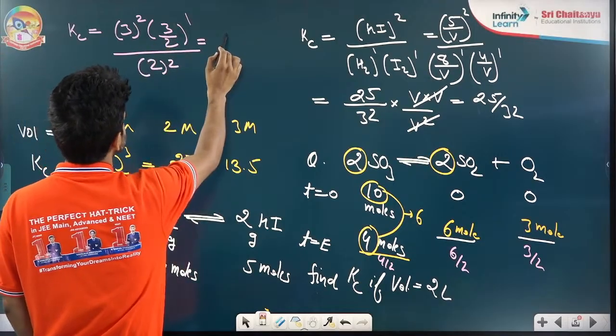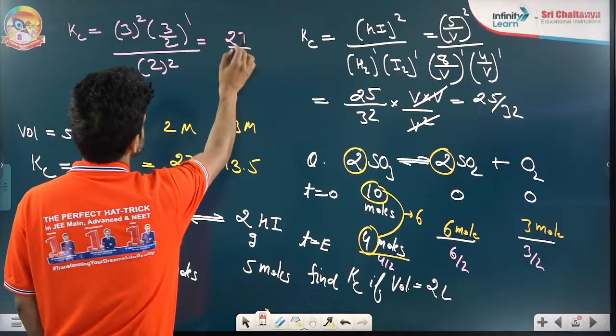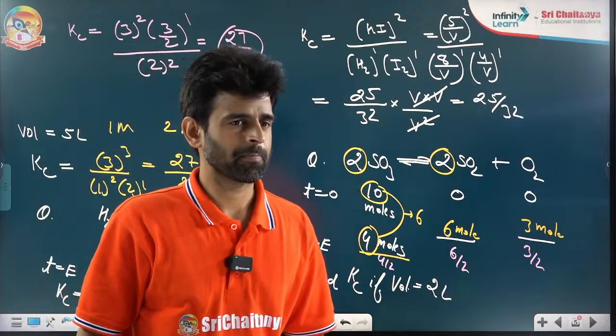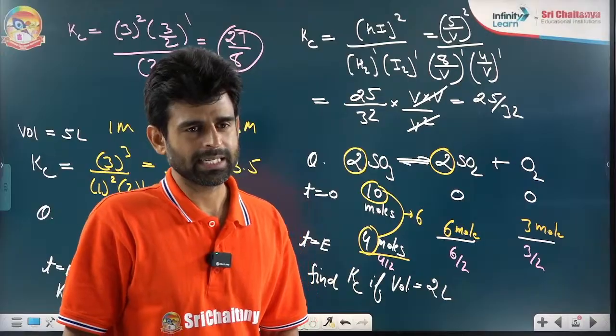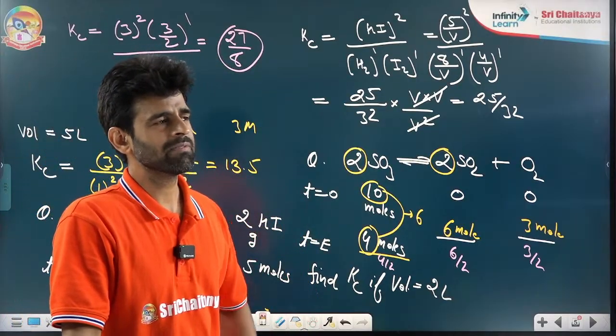3 cube coming. 3 cube will come how? 27. And by chance here also 2 cubes. So how much? 8. 27 by 8. Yes, beta Gayatri. Right answer. Okay, 27 by 8. Right answer. Okay, done. Clear? This way we can find.